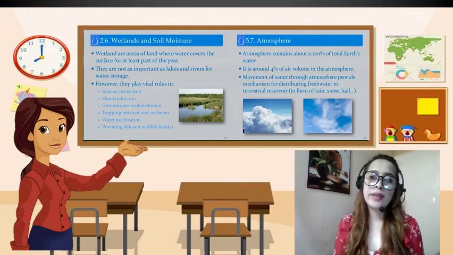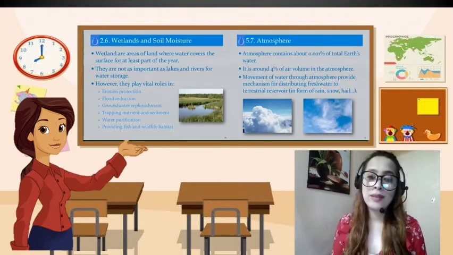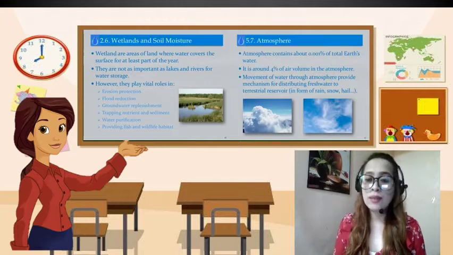And we also have wetlands and soil moisture. Wetlands are areas of land where water covers the surface for at least part of the year, and they are not as important as lakes and rivers to water storage. However, they play a vital role in erosion protection, flood reduction, groundwater replenishment, trapping nutrient sediment, and even water purification and providing fish and wildlife habitat.